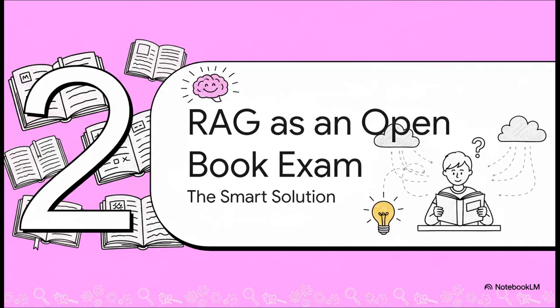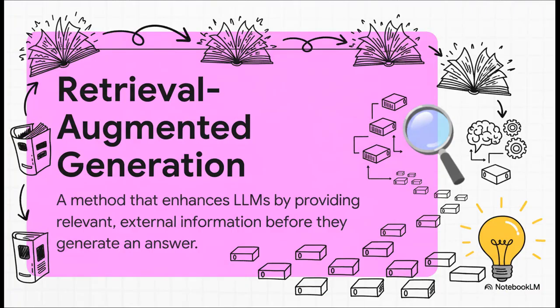So, if we can't just cram the entire textbook into the LLM's brain, what do we do? Well, the answer is Retrieval Augmented Generation, or RAG. And honestly, the best way to get it is to think about something we've all experienced, an open book exam. At its heart, RAG is a system that basically gives the LLM a perfect cheat sheet. It doesn't force the model to memorize the entire book. Instead, it teaches it how to be incredibly good at finding the exact right page right when it needs it.